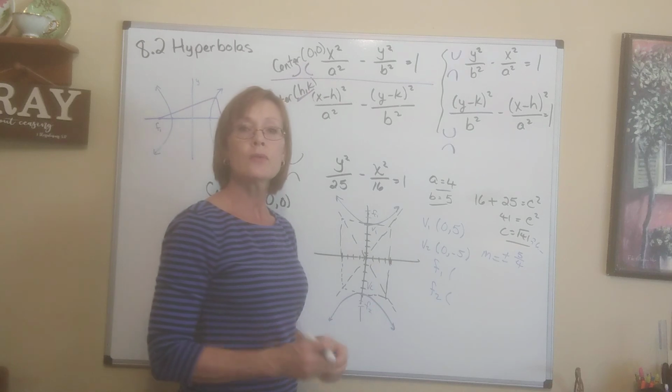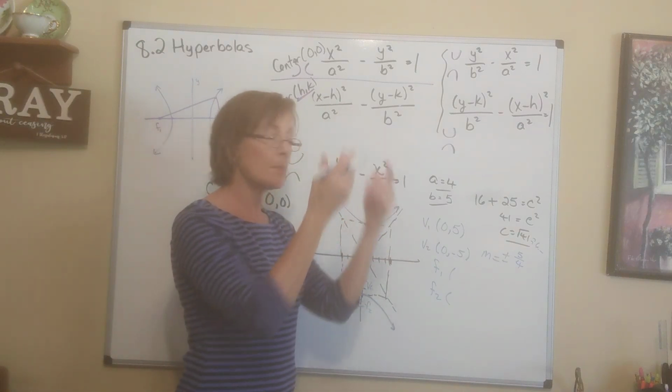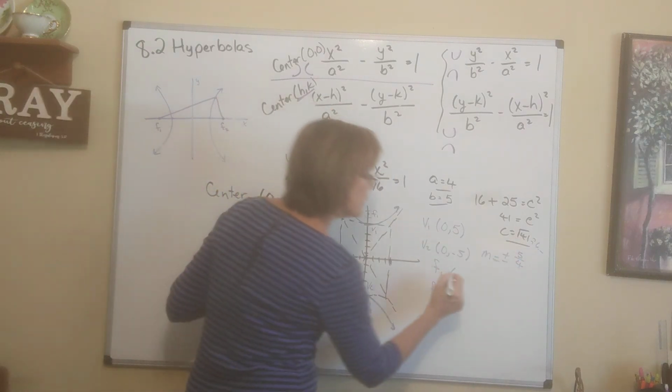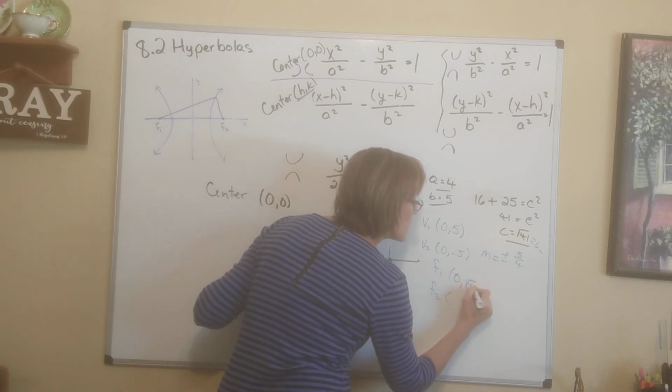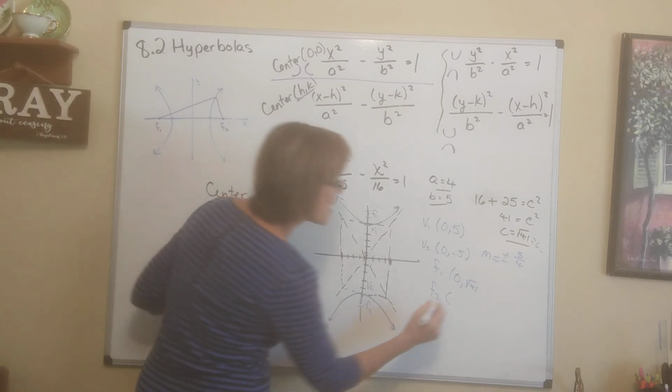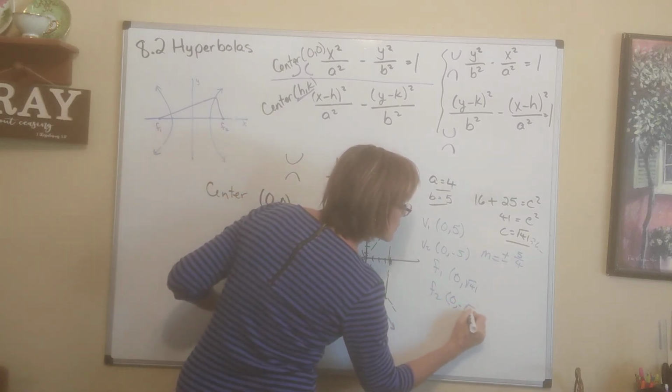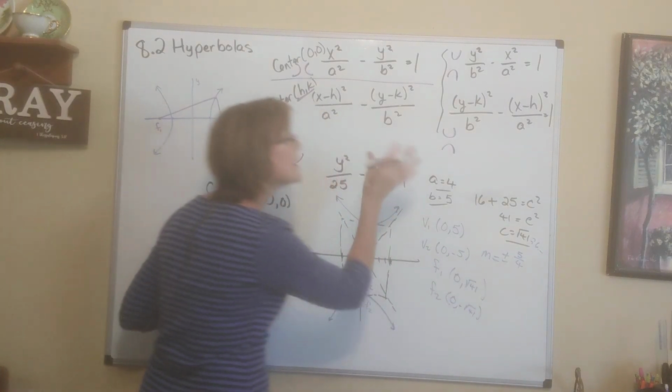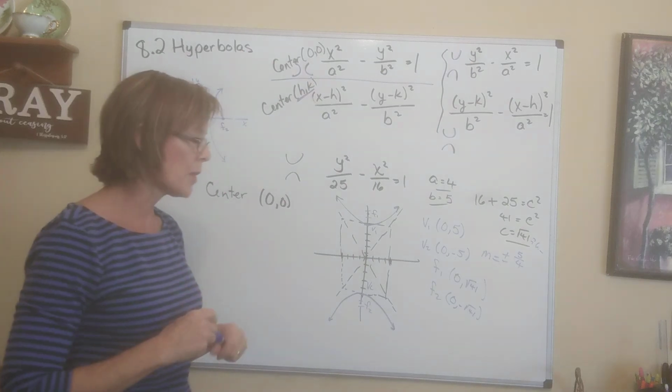The coordinates of F1 are 0, up square root of 41. The coordinates of F2 are 0, down square root of 41. So that is how you can sketch a hyperbolic curve.